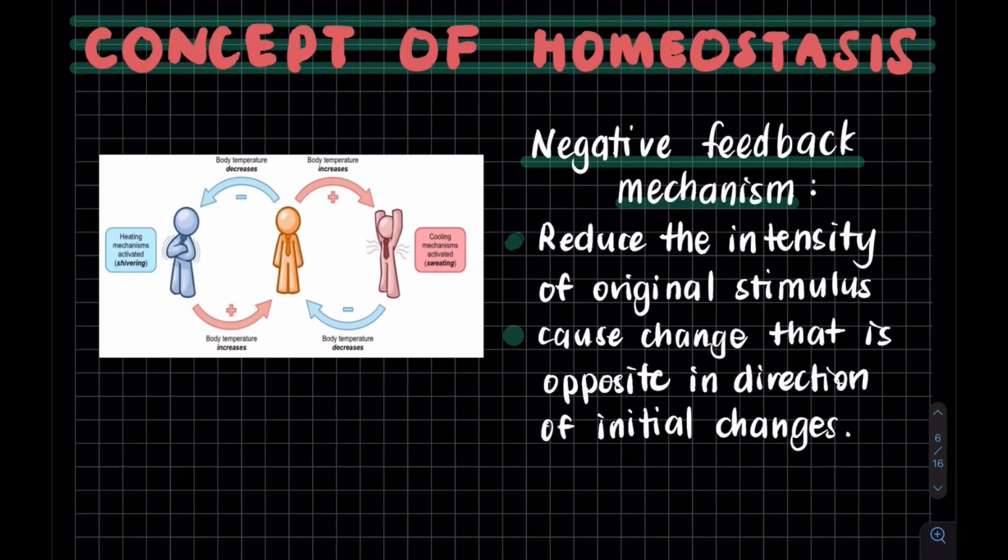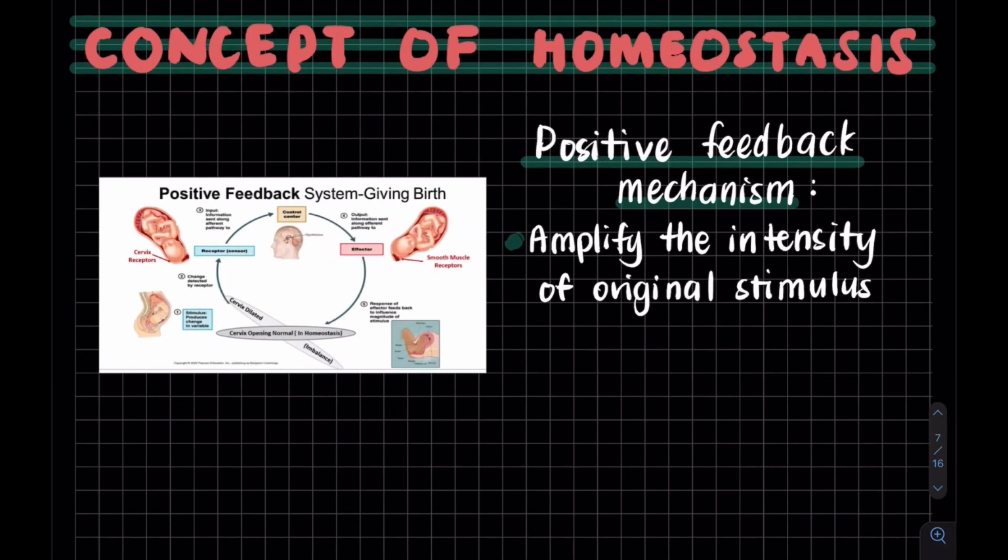Most of the processes in homeostasis involve negative feedback mechanism, such as regulation of body temperature and regulation of blood glucose level. In positive feedback mechanism, the response is to increase the intensity of the original stimulus. For example, during parturition, the uterus contraction will result in secretion of the hormone oxytocin, which will further increase the intensity of the uterus contraction.